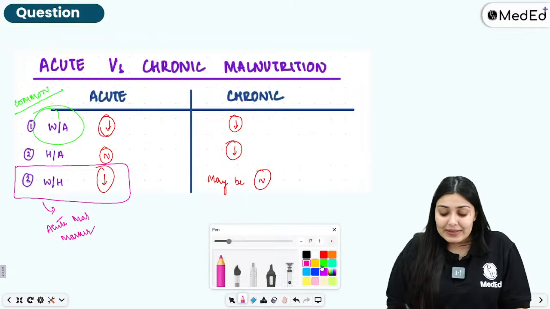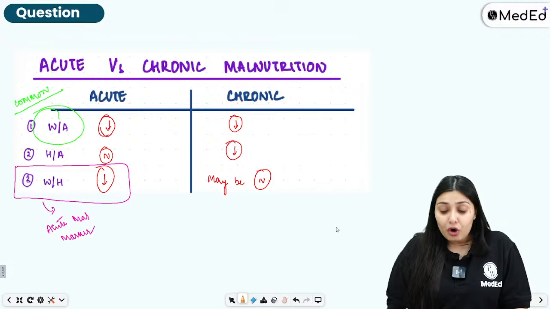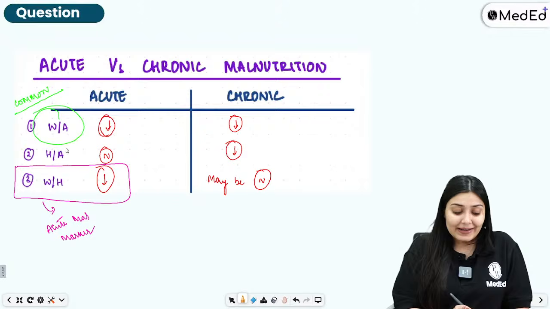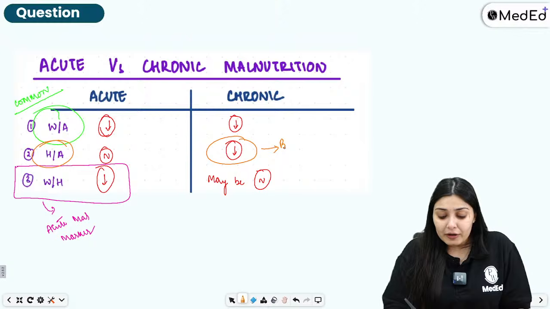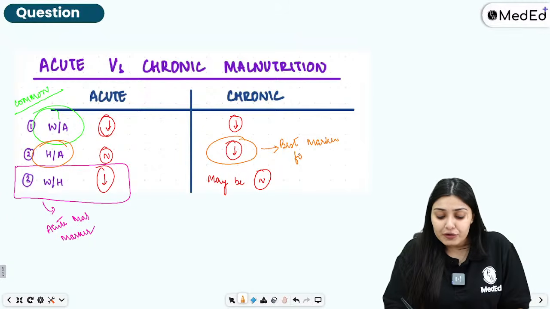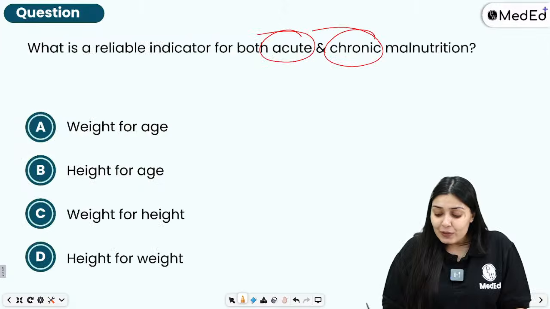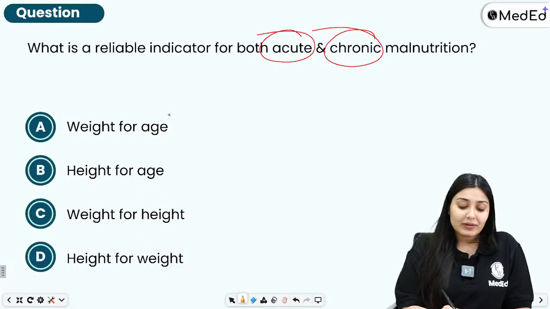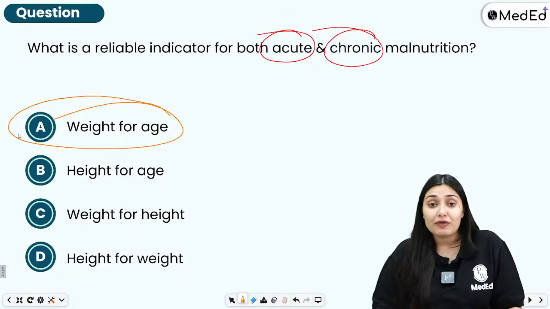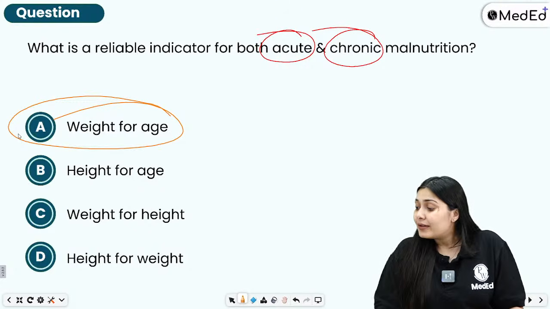Then they ask what is the marker for your chronic malnutrition. So height is affected. Height for age is the best marker for chronic malnutrition. In this question they were asking which is the indicator for both. Both is weight for age. Weight for age. Right?